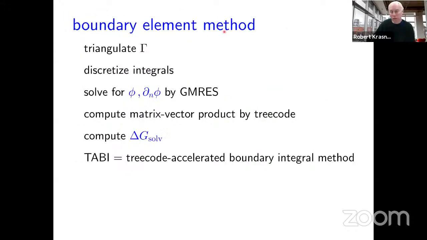Here's an outline of what the boundary element method does. We triangulate the interface, and then we discretize the integrals using the triangles that we have. That gives a linear system for the potential and its normal derivative, say at the centroids of the triangles. We solve that by GMRES, which requires a matrix vector product. We compute that using the tree code. And finally, we can evaluate the solvation energy. We call this method TABI. I'll pause for any questions.